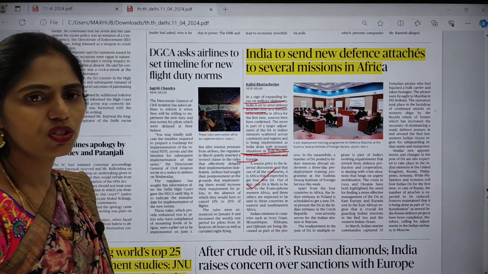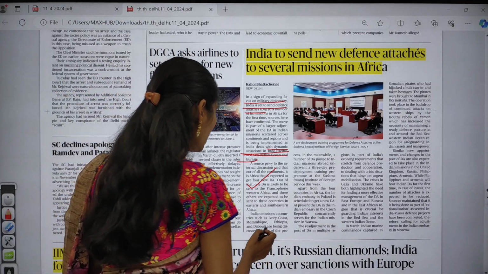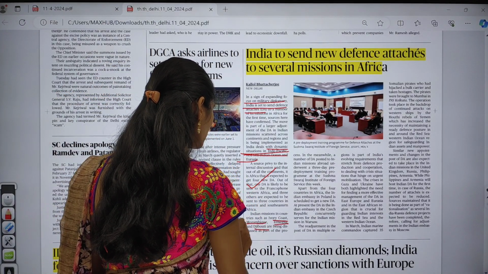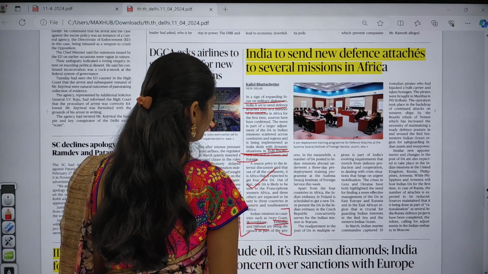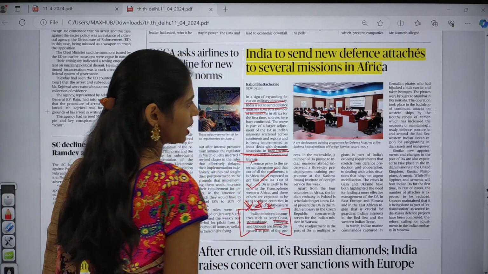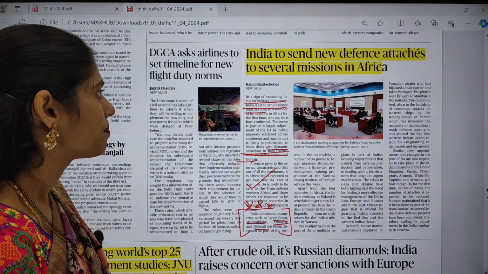And Indian missions present in some countries like Mozambique, Ivory Coast, Ethiopia, Djibouti are being discussed as a part of the process. So this paragraph is very important, and you have to see where they are present.